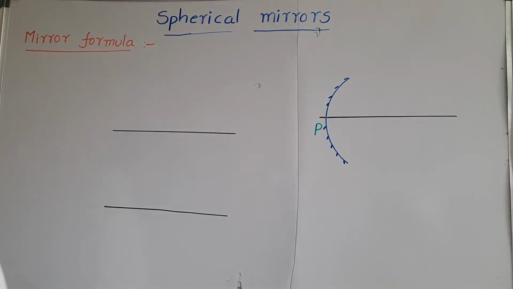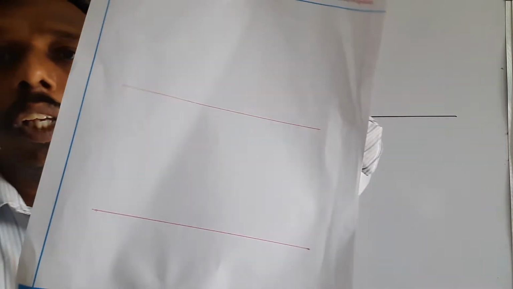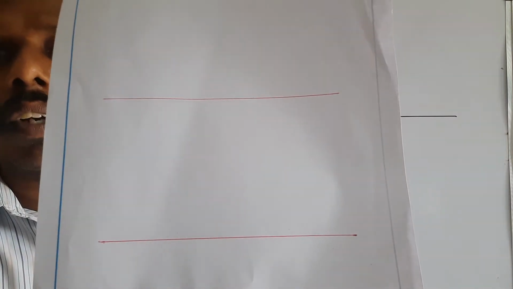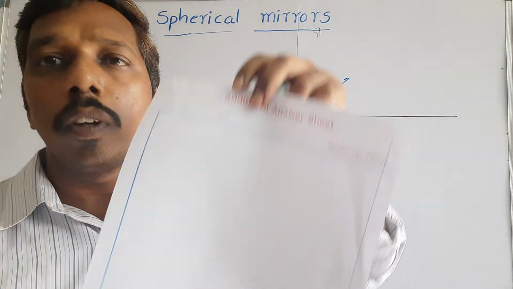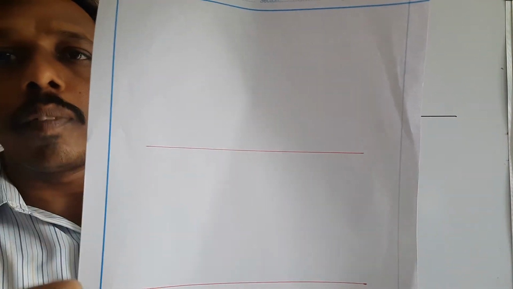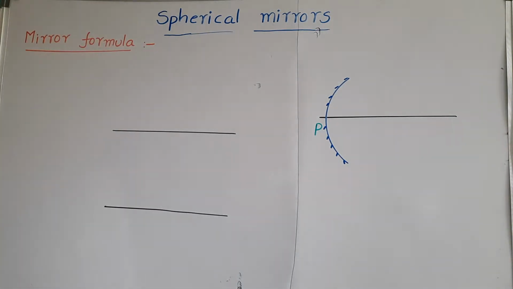Now I will explain how to draw convex and concave mirrors. We already know the relation between focal length and radius of curvature. First, draw one straight line on your paper like this. In this way you draw two lines, one for convex and another for concave. You draw one straight line for each mirror, and you keep one point on that line.